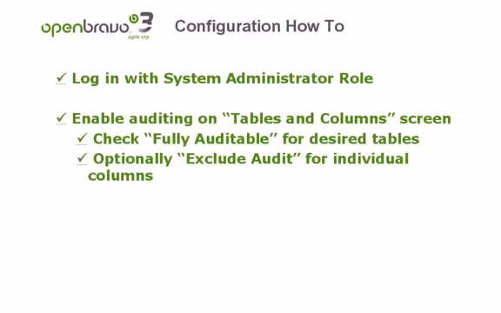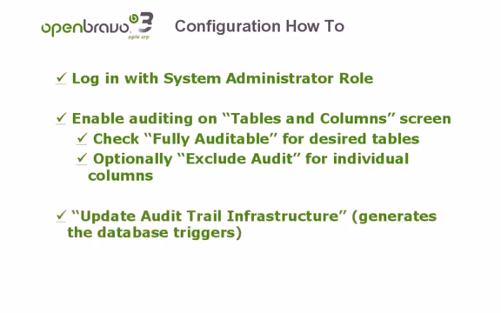If you don't want some fields to be audited because they are not so important and just tend to clutter up the audit screens, put an X in the Exclude Audit checkbox at the column level. Finally, run the Update Audit Trail Infrastructure function, which generates the database triggers. It will just take a few seconds. And that's it. You can add new tables to auditing anytime you want. Just remember to run that last option.